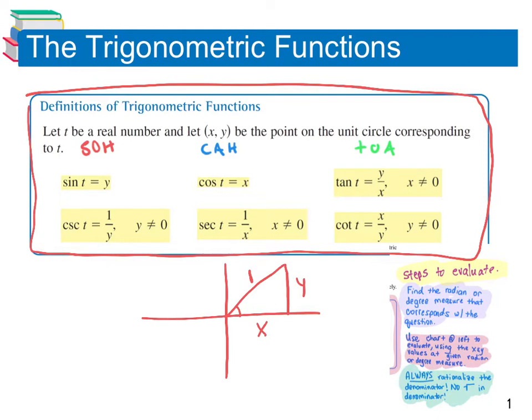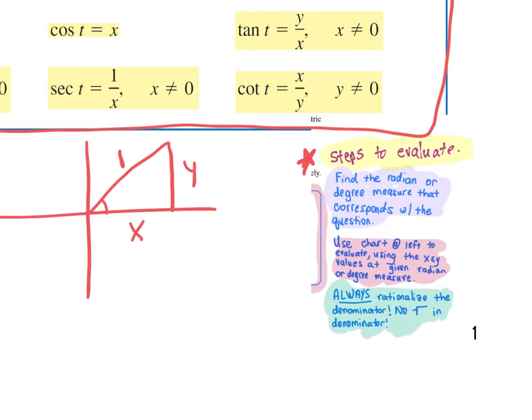And then we have some handy dandy tips down here on how to evaluate. Ms. Meadows was kind enough to include this on the notes. Our steps to evaluate: first thing we need to do is find the radian or degree measure that corresponds with the question. Our question will give us a radian or degree. We are going to use our unit circle, which we have on the next slide, to find an x and y point that coordinate with that. We use the chart to evaluate the x and y values given the radian or degree measure, and then we always have to rationalize the denominator, no square roots in the denominator.